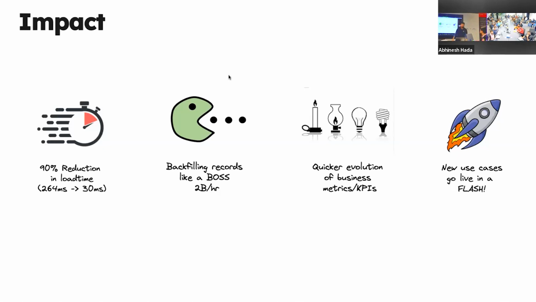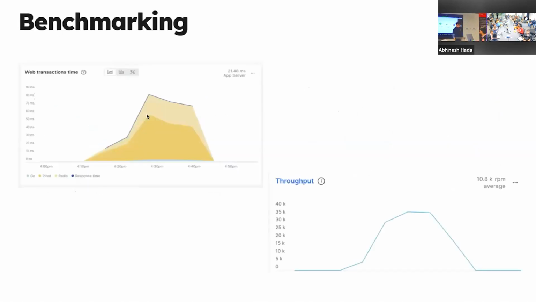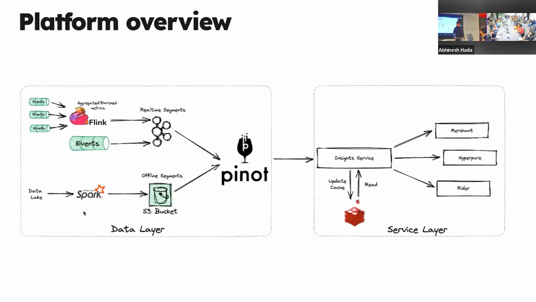Okay. So Manish is asking to explain how we handle backfilling records again. So in Pinot, we can directly ingest offline segments through Apache Spark jobs. So we leverage Spark to backfill the records in Pinot tables.